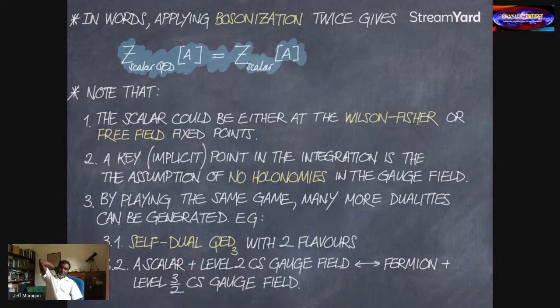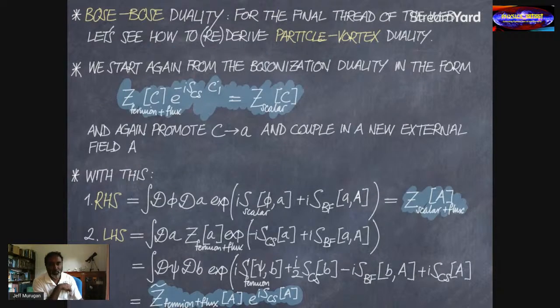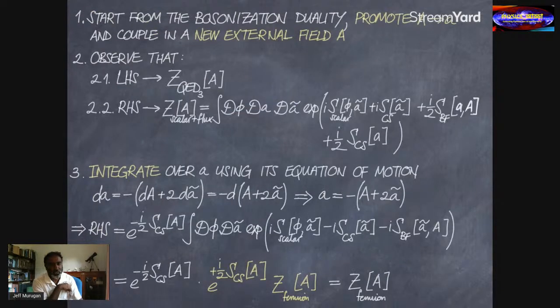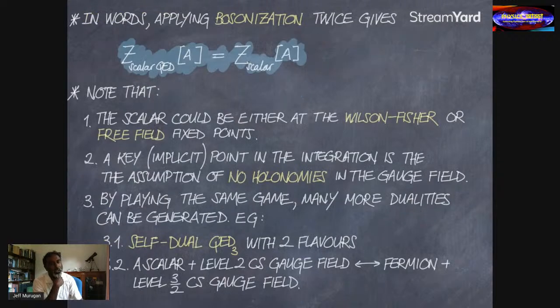So this is an important point if I want to, for example, think about what happens in finite temperature field theories. There I will have a thermal circle, and a thermal circle does have holonomies, which means that I can't just throw away the boundary terms. And where this manifests is precisely in this step 3 of integrating over A by using its equation of motion. Everything that I've said so far assumes that there are no holonomies in the gauge field, which means that all the arguments that we made are perfectly valid.